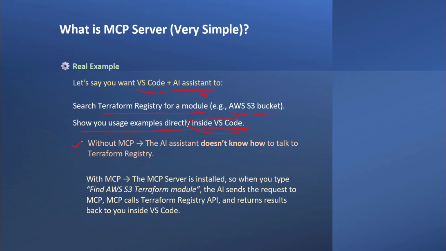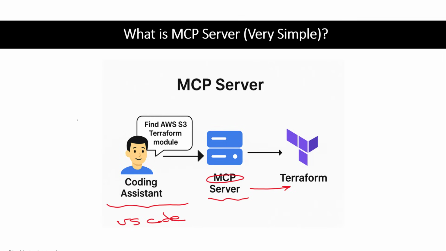Normally, without MCP, the AI assistants don't know how to talk to the Terraform registry. But when we have Terraform MCP Server, the AI agent will send the request to MCP Server. MCP Server talks to Terraform, Terraform replies back the answer to MCP Server, and MCP Server prepares the code in your VS Code.